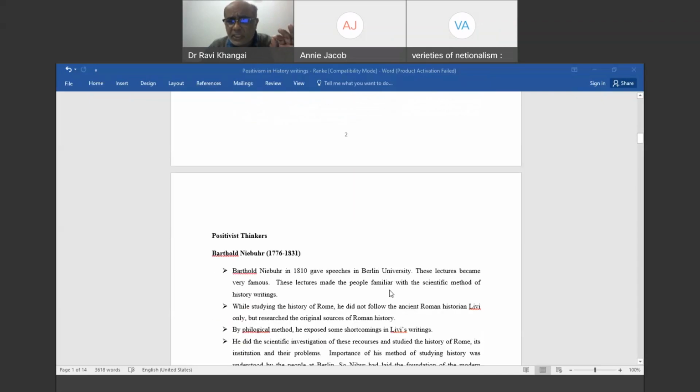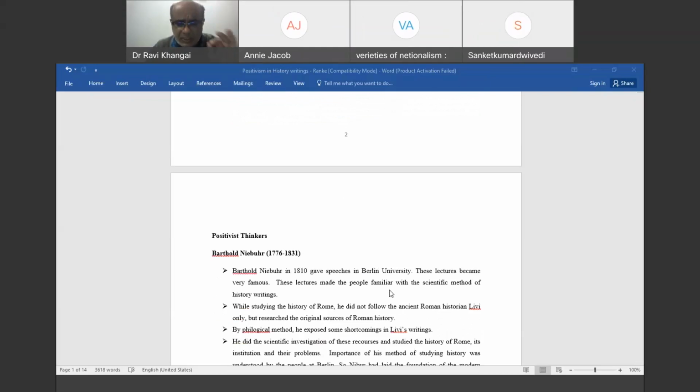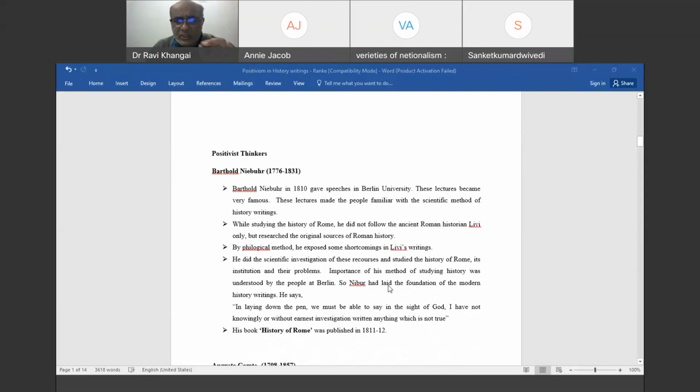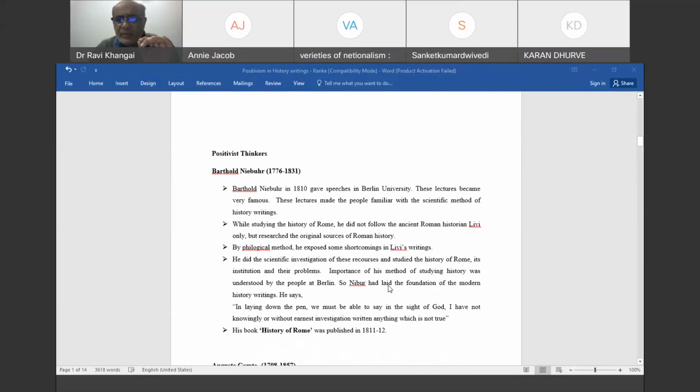So who were these positivist thinkers? One important person in Germany was Barthold Niebuhr. It was Prussia at that time. In 1810, Barthold Niebuhr gave speeches at Berlin University. Do you remember that when we studied the Roman historians, we studied the Roman historian called Livy? Livy wrote the History of Rome.